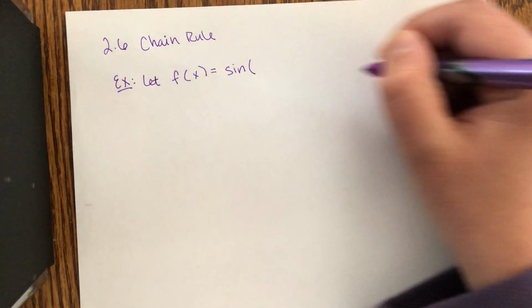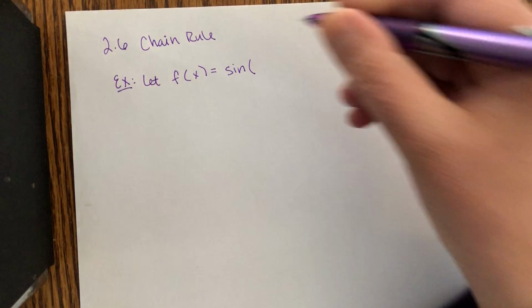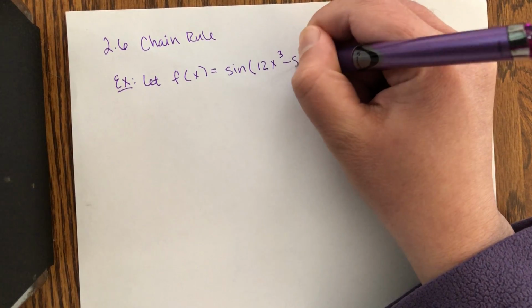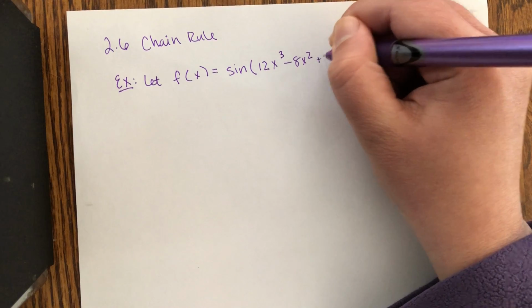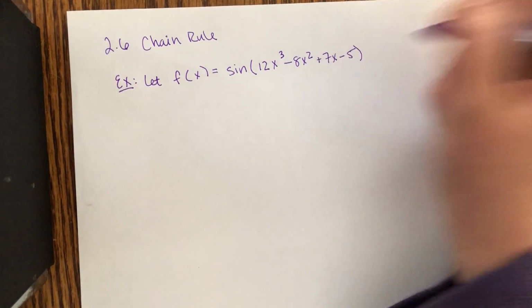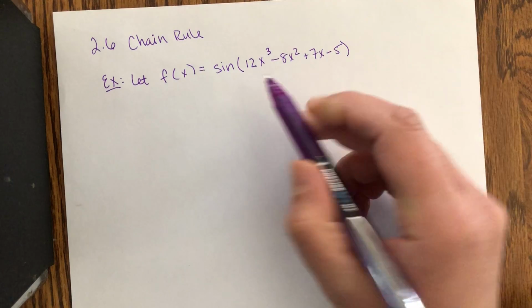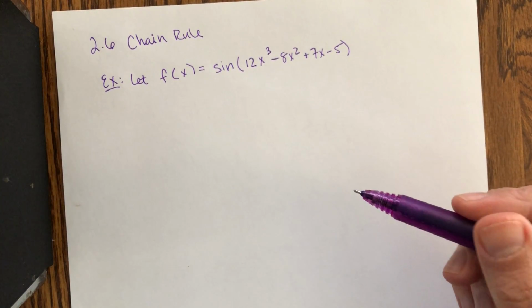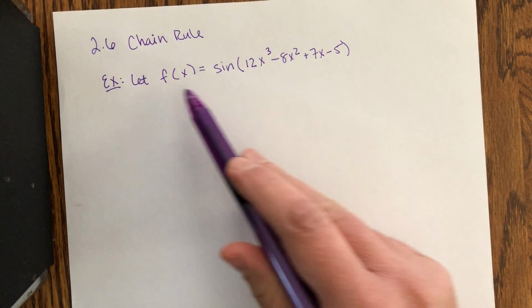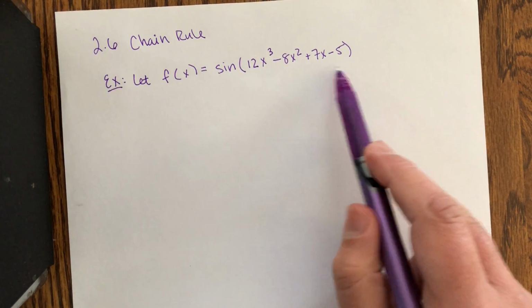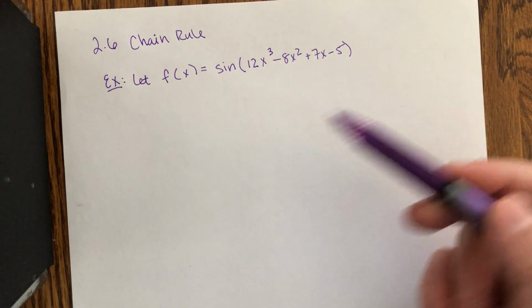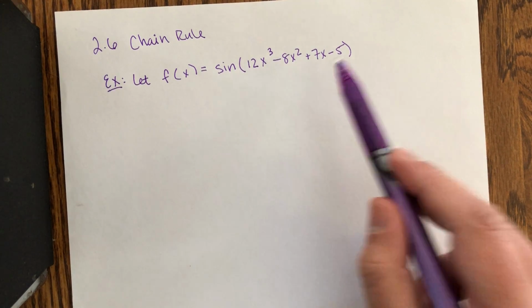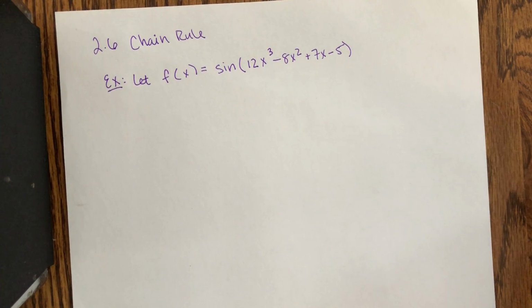sine of something more complicated than just x. Okay, so let's say we had a polynomial inside, like 12x cubed minus 8x squared plus 7x minus 5. Right? Okay, so we know that the derivative of sine of just plain x is cosine of x. And so you might be tempted to say something like, okay, well the derivative of this would be cosine of this whole polynomial. Or maybe you would say the derivative of this should be cosine of the derivative of the polynomial. But it turns out that neither of those are actually true.